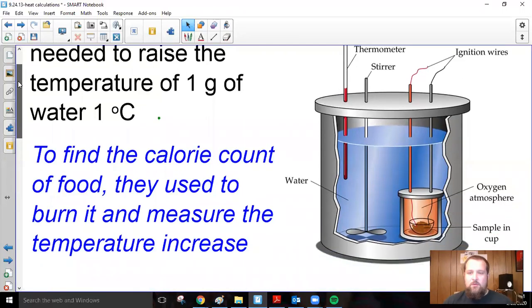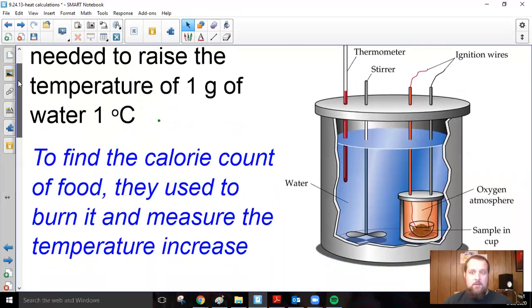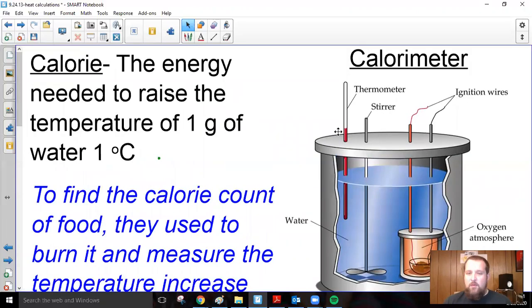So what they would actually do to figure out the calorie count in food is they would literally take a sample of the food and burn it in a cup. And the heat that would be released would leave the combustion chamber and heat the water up. And there would be a little stir to get the heat evenly distributed. And there was a thermometer. And literally they would burn the food and see how much the temperature increased. And they knew how much water they had. They knew how much food they had. So they could figure out the exact calorie count of the food, which is, I think, pretty cool.